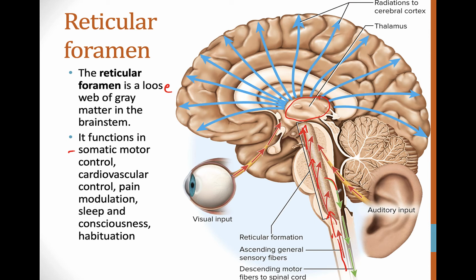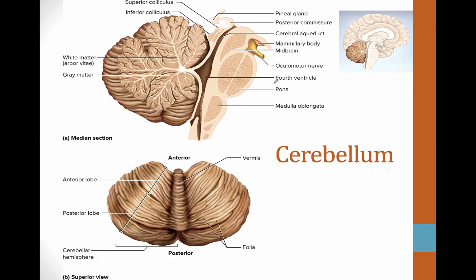And then there are pathways that go back down this reticular foramen all the way to the spinal cord. All right, the next part of the brain we have is the cerebellum. So you can see this is that caudal protrusion back here, back where your occipital bone is going to be. And you can see a section here.